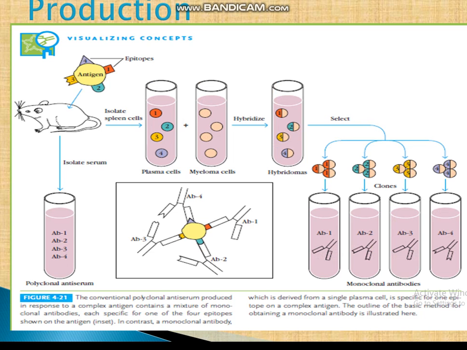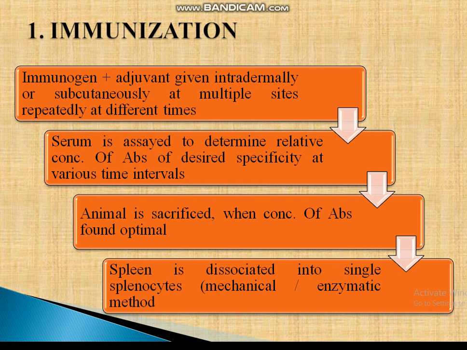Now, we will talk about the method of production of monoclonal antibodies. There are several steps. Initially, immunization, after that fusion, finally we will get the hybridoma cells. After that we have to isolate the colonies, and finally we will get the monoclonal antibodies. We will discuss each step in detail in the further slides. Now, the first step is immunization.